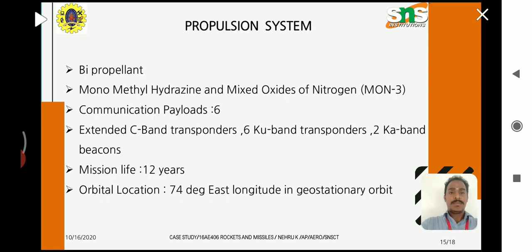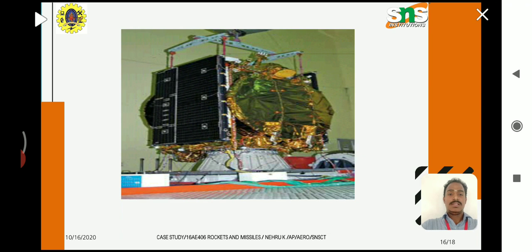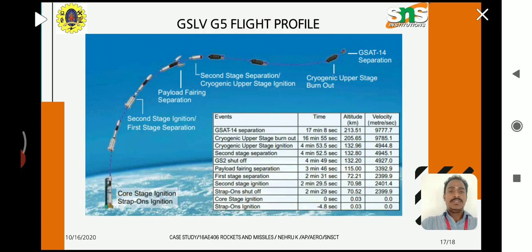The propulsion system is bipropellant, using monomethylhydrazine and mixed oxides of nitrogen. Communication payloads are 6 in total: extended C-band transponders, 6 Ku-band transponders, and 2 Ka-band beacons. Mission life is up to 12 years. The orbit location is 74 degrees east longitude. These are the satellite images which we launched in the GSLV, 2.6 meters wide, 2 meters deep, and 3.6 meters high. So this is the GSLV D5 flight profile.